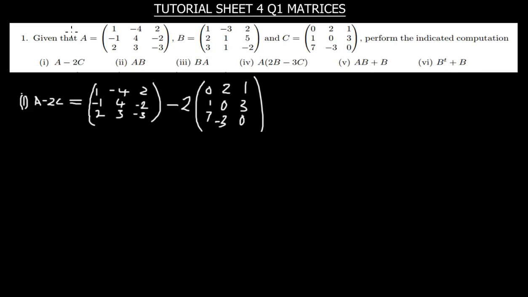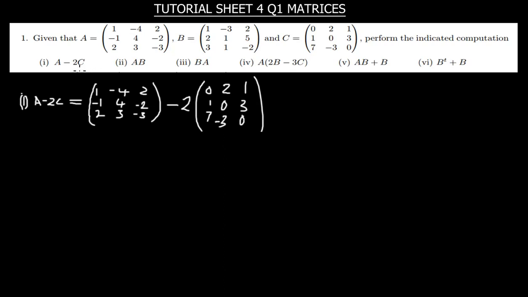Hi everyone, so this is tutorial sheet 4, question 1 on matrices. So I'm going to be fast because matrices are very simple. You just add them or subtract them the way you subtract other numbers, except that here you have rows and columns. So you add numbers in corresponding rows and columns.